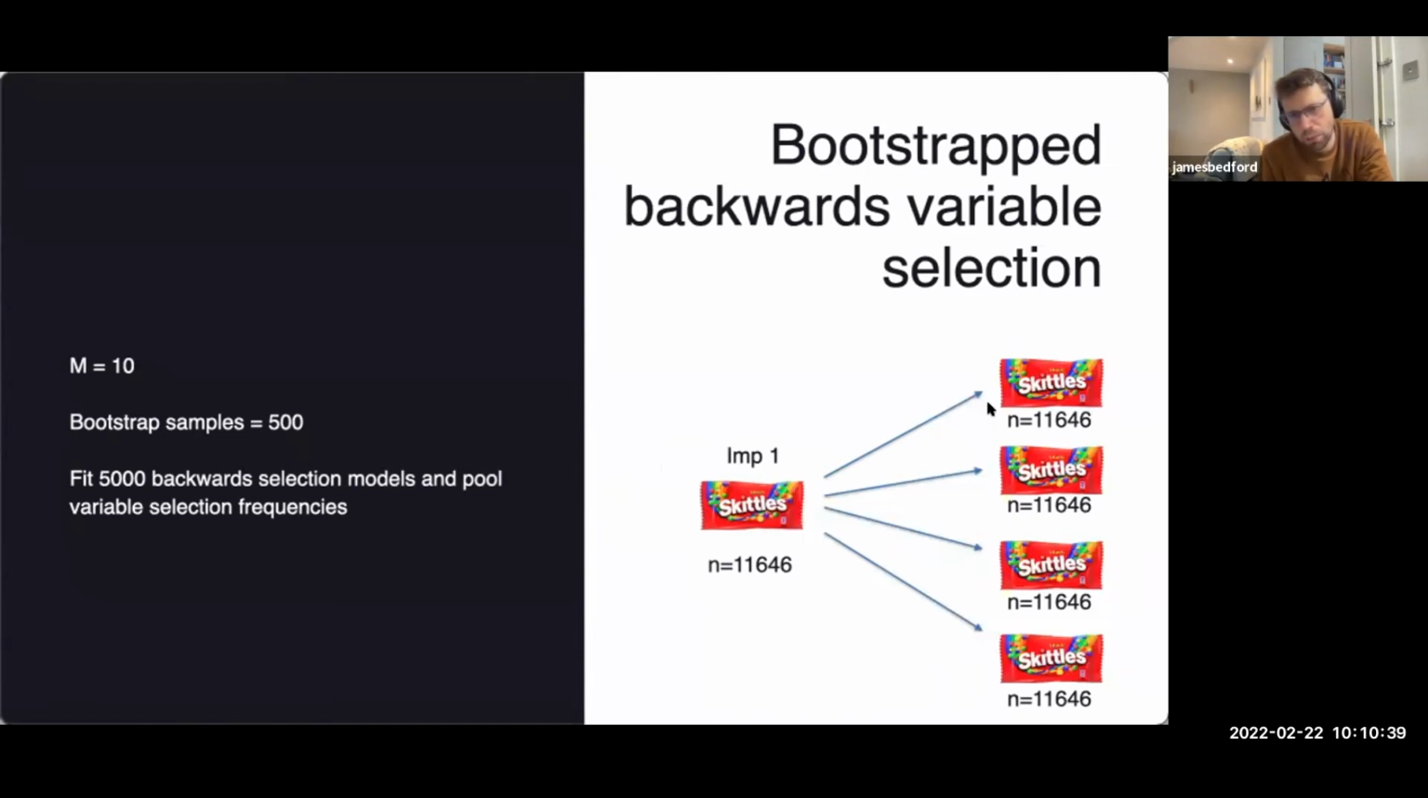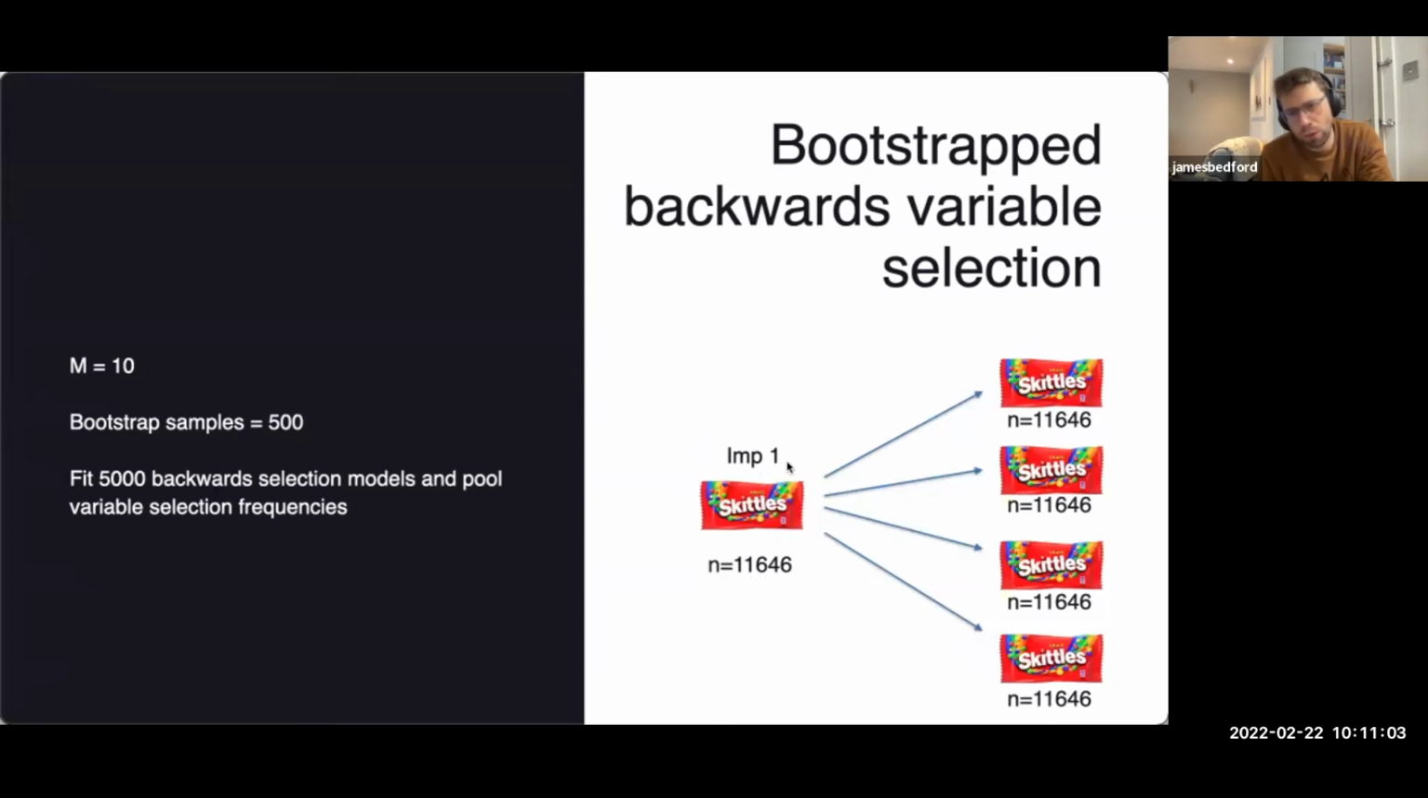So if you pull a green one, you put a green one into your new pot and you put the green one back into your original pot. And then essentially you keep doing that however many times you choose to. So for me, I kept the sample size the same, so 11,646 times. So you then end up with, what we had this time was 500 new bags of Skittles, effectively, all made up of the first bag.